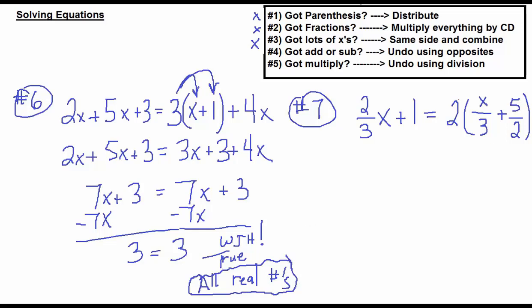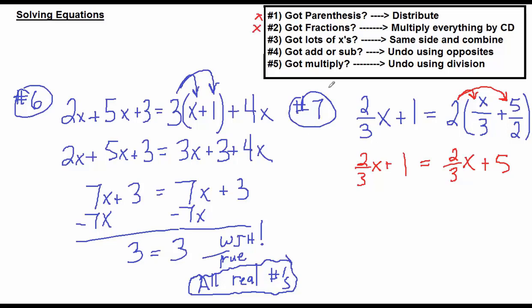Okay, let's take a look at number 7. Again, we're going to go through our 5 gots. Do we got parenthesis? We do. So I'm going to distribute the 2 into the parenthesis here. Let's see, that's going to be 2/3 x. And then I'm going to distribute the 2 here. So 2 times 5 is 10, divided by 2 is just 5. Okay. And over here I have 2/3 x plus 1. Good. Got rid of the parenthesis.